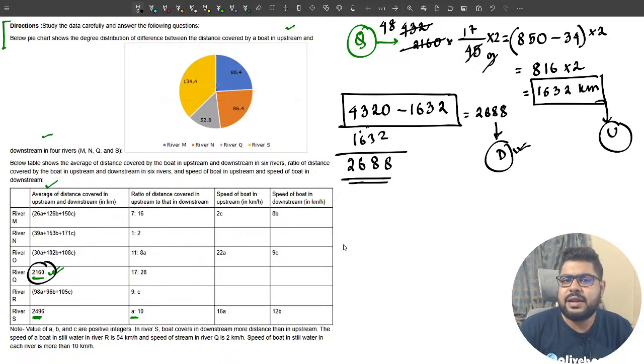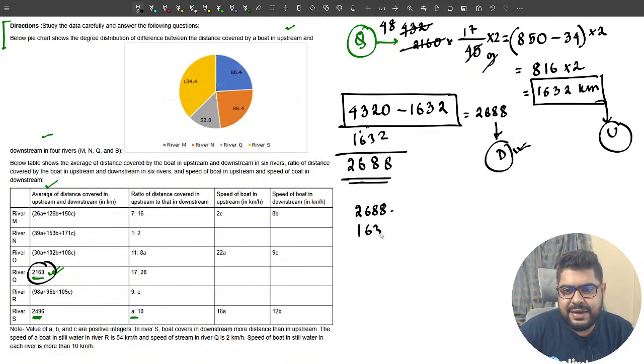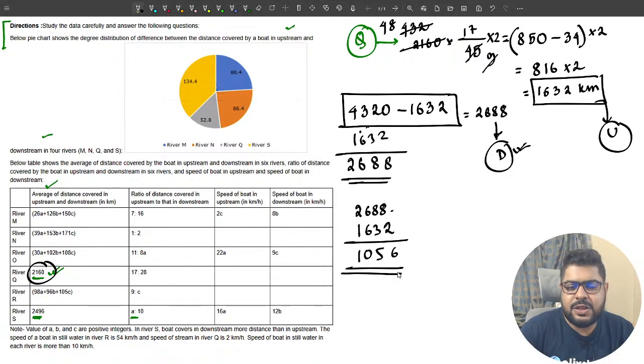Now sir, from there you see now the difference will be what sir? 2688, difference between downstream and upstream. Minus 1632. Why? You will see. 6, this is 5, this is 10. So 1056. That is the difference between upstream distance and downstream distance for Q. That is where we'll kind of break into the question.